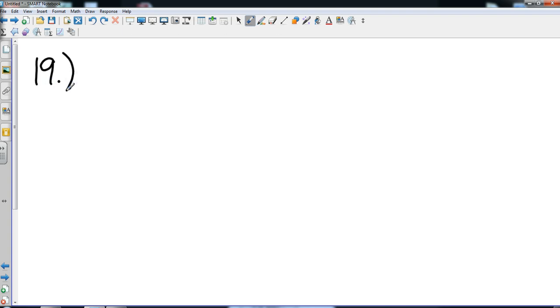Number 19, which equation matches the slope of negative 0.8 and a y-intercept of 10? Okay, so we have negative 0.8. There's only one choice that has it. Which one is it? It's letter A. Okay, you guys are doing great. Choice A.